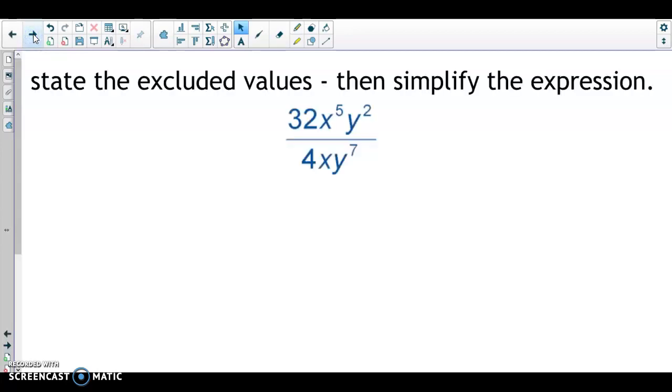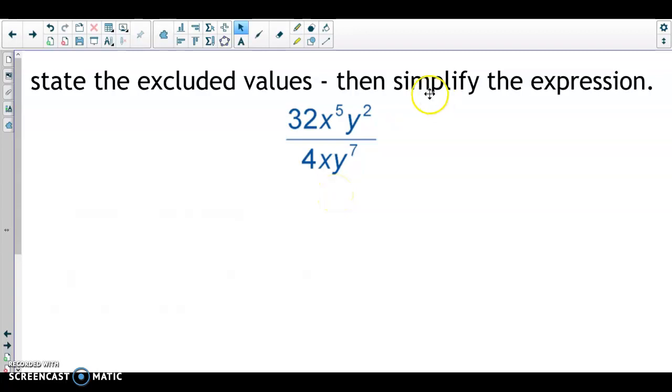So these are what the questions are going to look like. It's going to ask us to state the excluded values. We've been doing that the last few days. So remember, in a monomial expression, you're looking in the denominator. You've got multiple variables. Each of those cannot equal 0. So x cannot equal 0, y cannot equal 0. Those would be our excluded values.